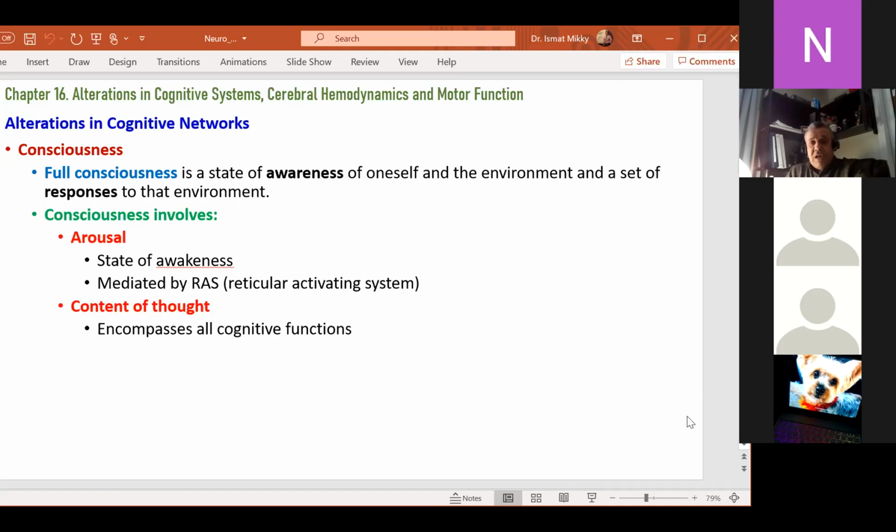All right, so the next chapter talks about the alterations in cognitive system, cerebral hemodynamics, and motor function. I'll try to highlight the most important concepts and mechanisms in this chapter, like the alteration in arousal or cognitive network. What do we mean by altered mental status? And the cerebral changes like edema and swelling of the brain cells, and what are the factors that could result in that. So let's start with the alterations in the cognitive network.